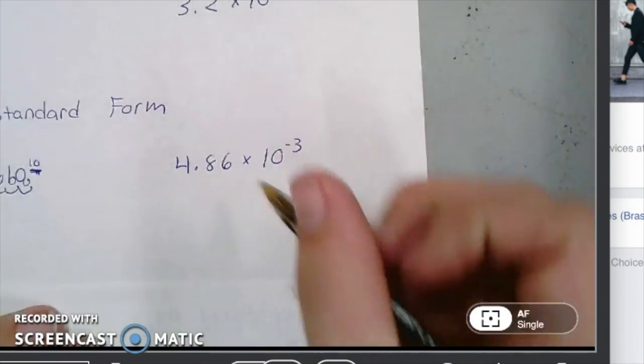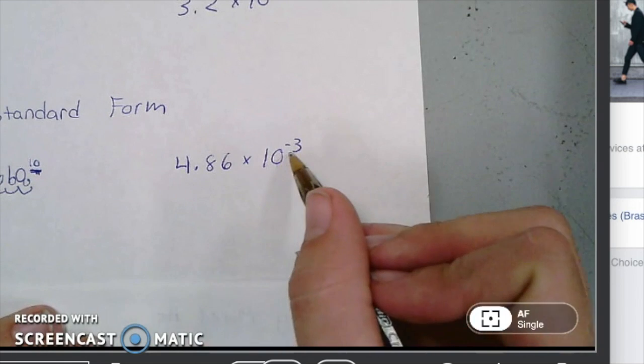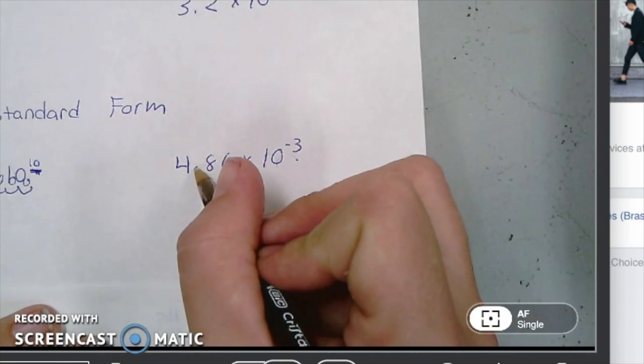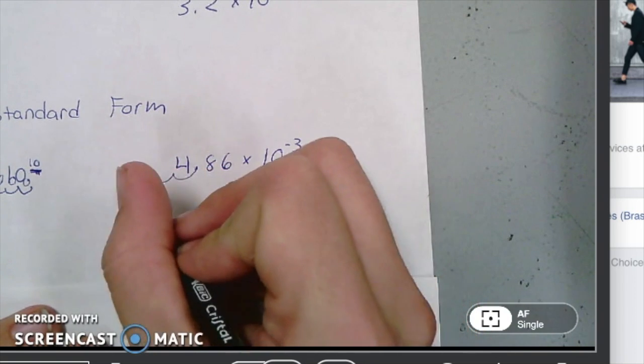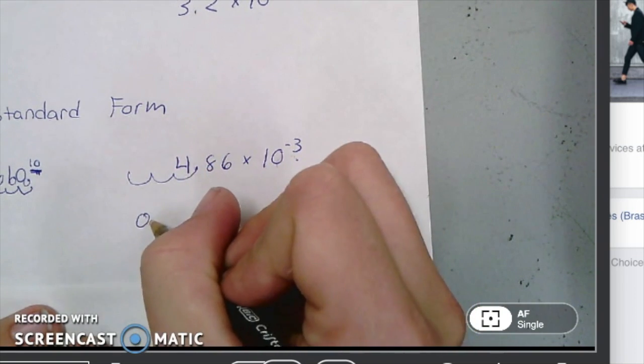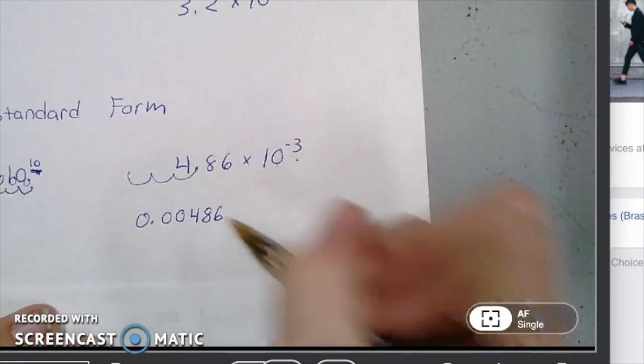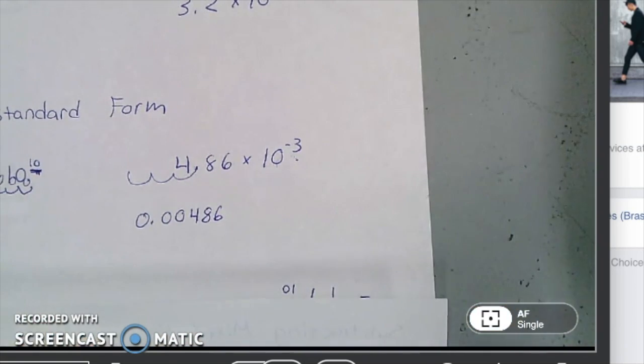All right, what about this one? So this number, I know it's going to be really small because it has a negative exponent, and I'm going to move it 3 spaces. 1, 2, 3. So my answer will be 0.00486. There you go. I hope you feel comfortable with it.